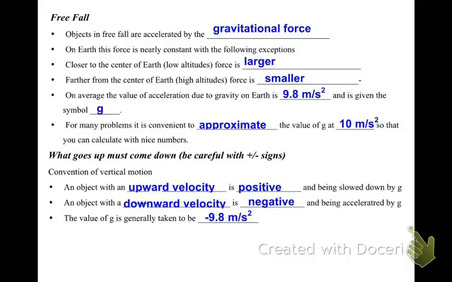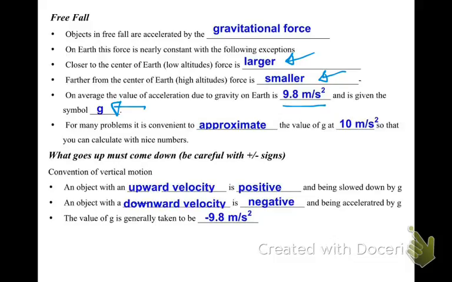As you get really, really close to the center of the Earth, super low altitudes, the force is slightly larger. As you get really, really far away from the center of the Earth, so super high altitudes, way, way up there, your force is slightly smaller. However, the average value of acceleration due to gravity is 9.8 or 9.81 meters per second squared, and this is symbolized by our variable g.